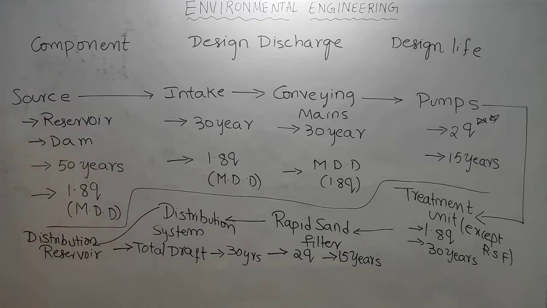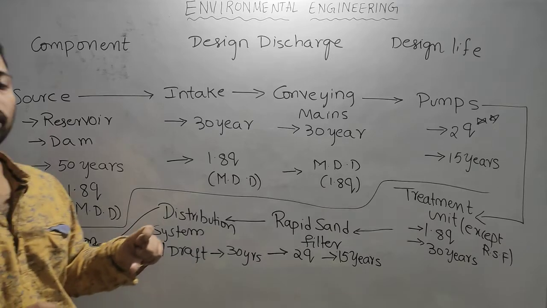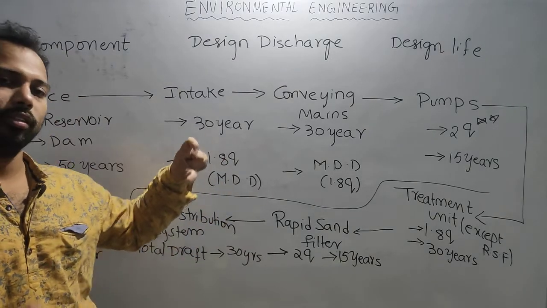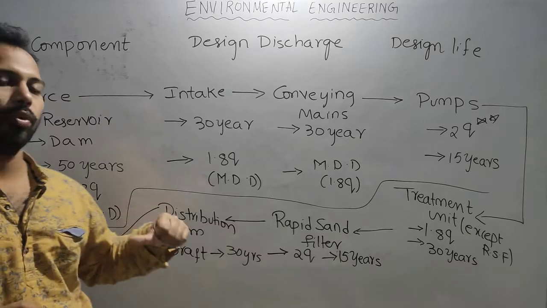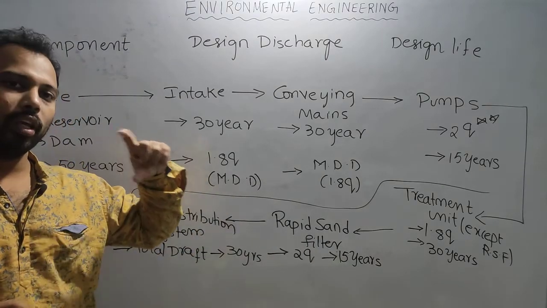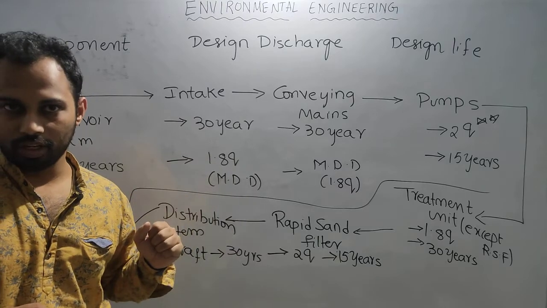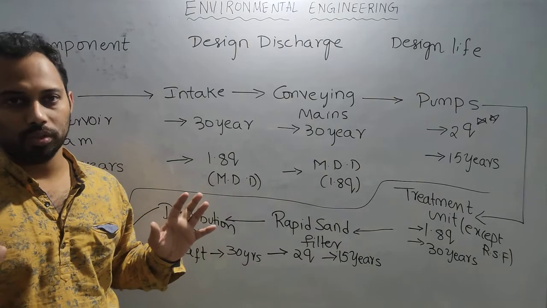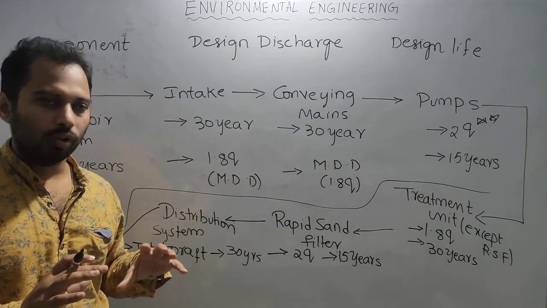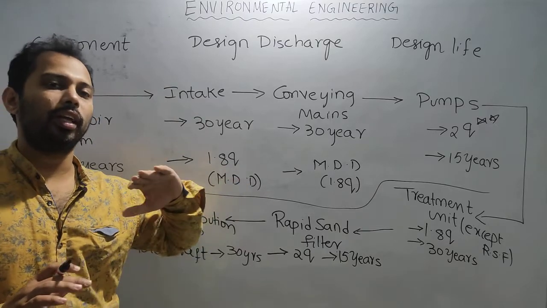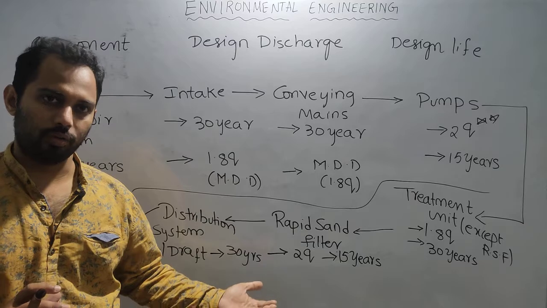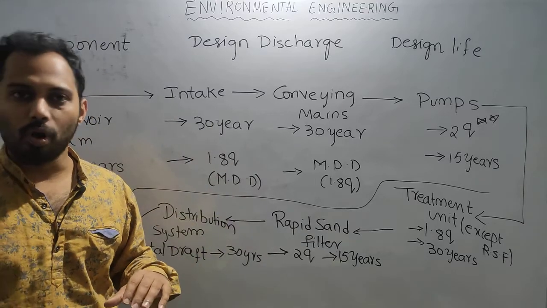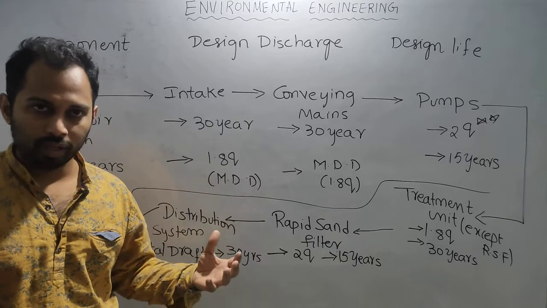So distribution reservoirs are designed for maximum hourly demand. This is the only component designed for maximum hourly demand. See how the distribution reservoir works. In the morning, 8 to 10, the demand is very high, so no water will go into the distribution reservoir; everything will go to the households. But during midnight nobody utilizes the water, so at that time we send all the water into the distribution reservoir, so that it helps in the morning 8 to 10 when the demand is very high. Are you getting what I am saying?